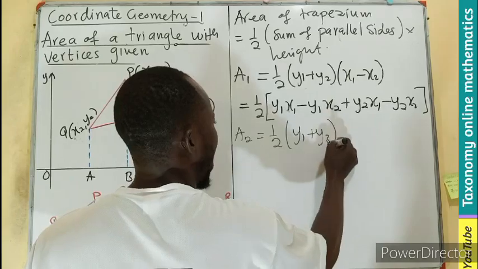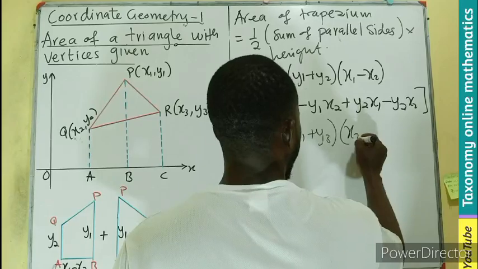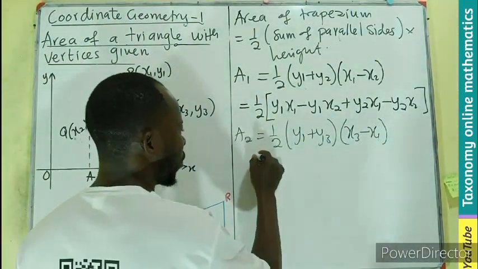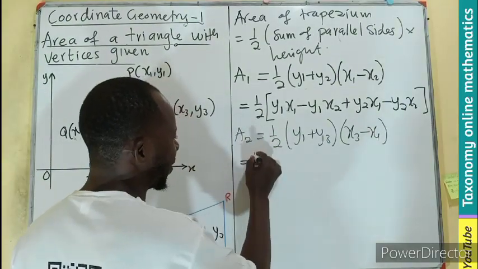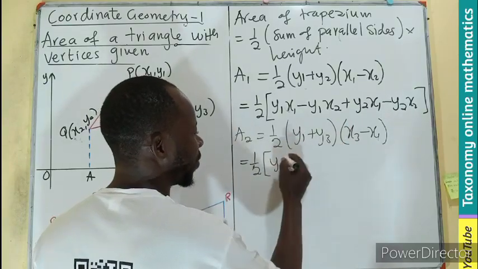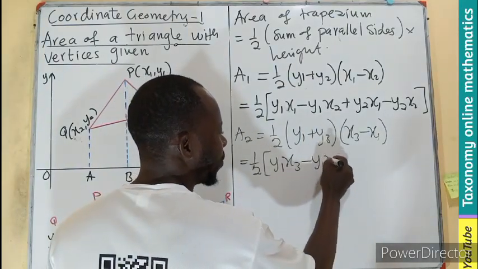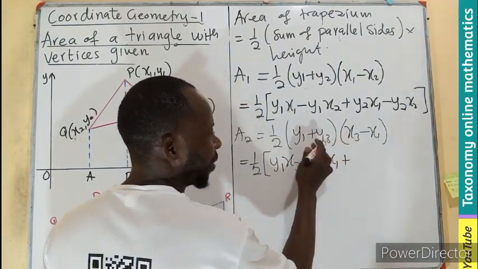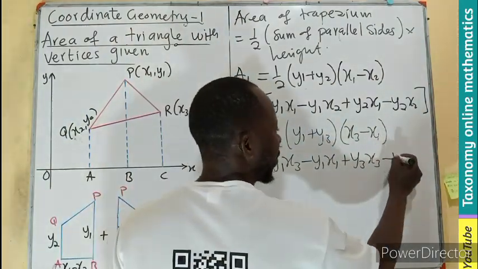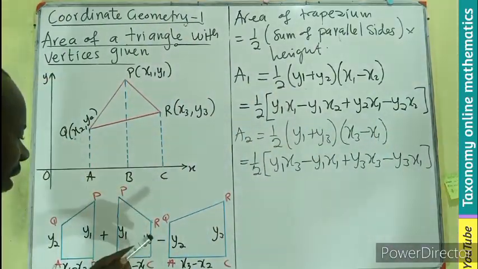y1, y3 times the perpendicular distance, which is x3 minus x1. We can expand that one also to have one over two multiplying y1 times x3 minus y1 times x1 plus y3 times x3, then minus y3 times x1. That also gives us the second area of this.